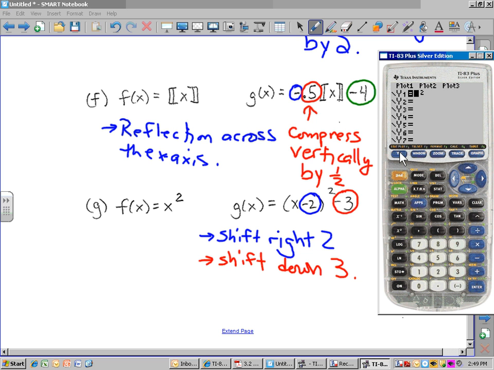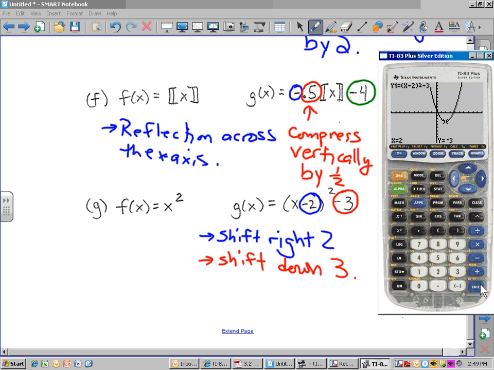Let's go ahead and put that in there. (x minus 2) squared minus 3. Just minus 3. Okay, here we go. And as you can see, it's been shifted down. If I calculate the value at 2, it should be (2, -3), which it is.